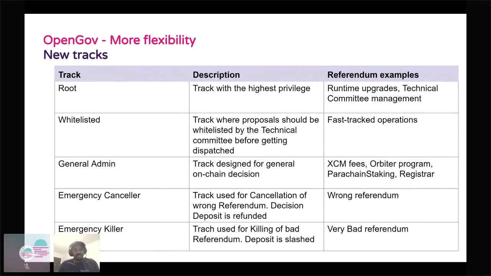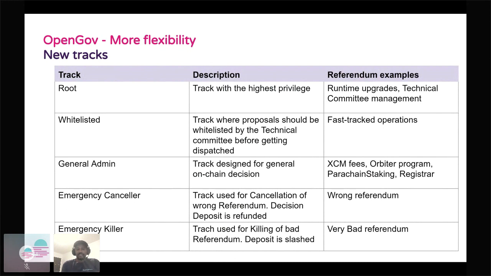And there are the last two: the emergency canceller and emergency killer tracks. Basically, those two are very similar in the sense that this is what is triggered in order to cancel a wrong referendum or a bad referendum. The difference between the two is only that if you trigger the emergency killer, the decision deposit will be slashed. But if you trigger the emergency canceller, the proposal will only be cancelled, and the decision deposit will be refunded.